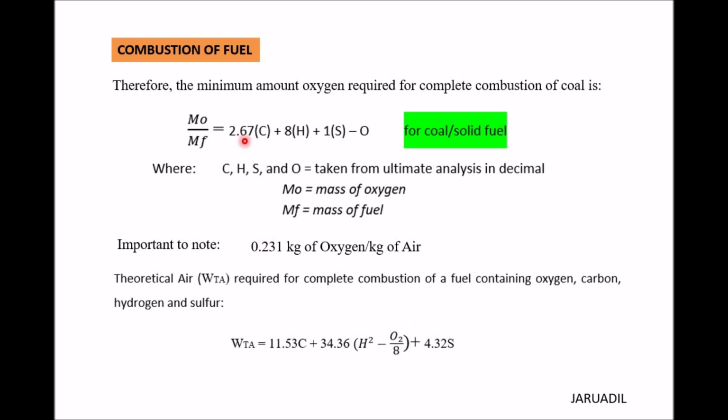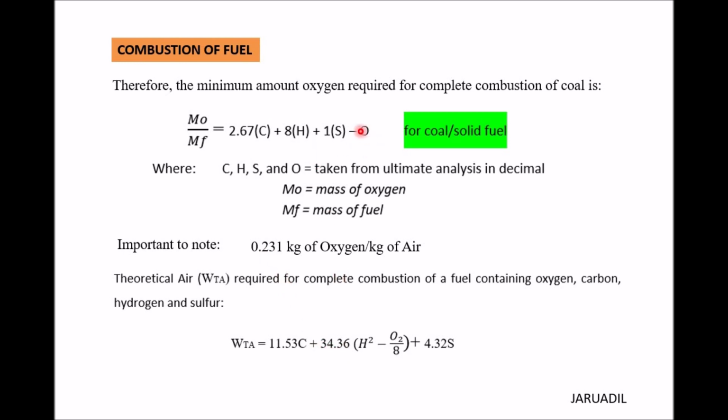So 2.67 divided by 0.231 is approximately equal to 11.53. 1 divided by 0.231 is approximately equal to 4.32. 8 for hydrogen divided by 0.231 is equal to 34.36.